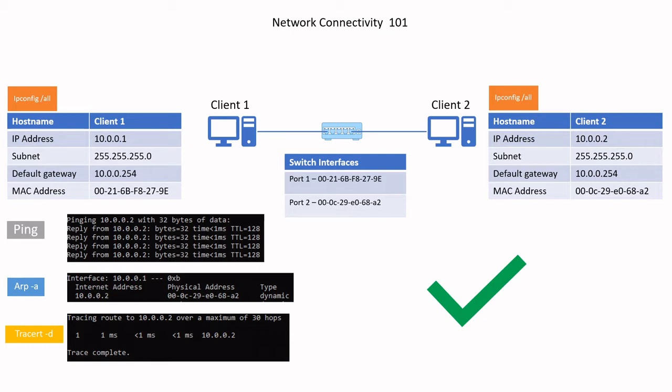I've listed the commands at the bottom left that show that I'm able to successfully ping from client 1 to client 2. When I perform the arp -a command that shows me the MAC address table binding to the IP, basically the ARP, it's listed correctly. And I can see that when I do the trace route, there is a single hop between client 1 and client 2. And this tells me that connectivity-wise, everything is working as intended.